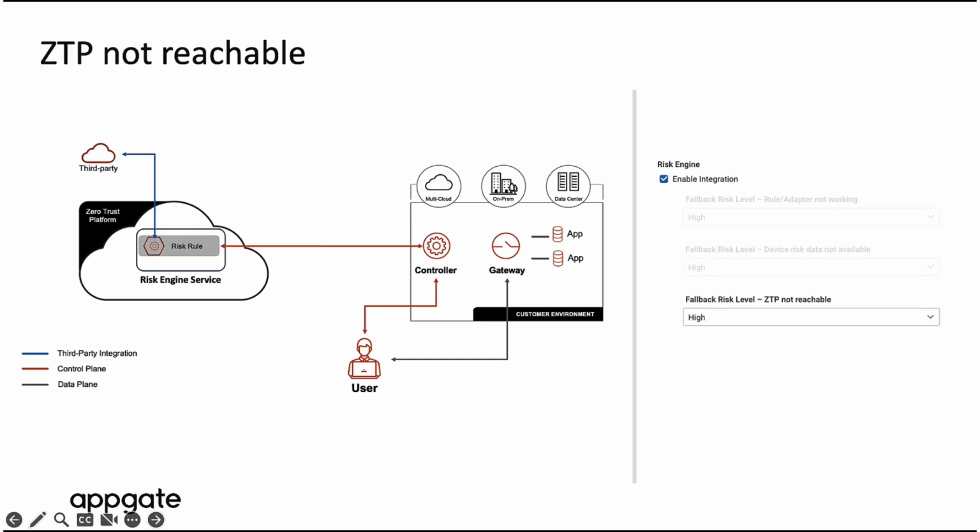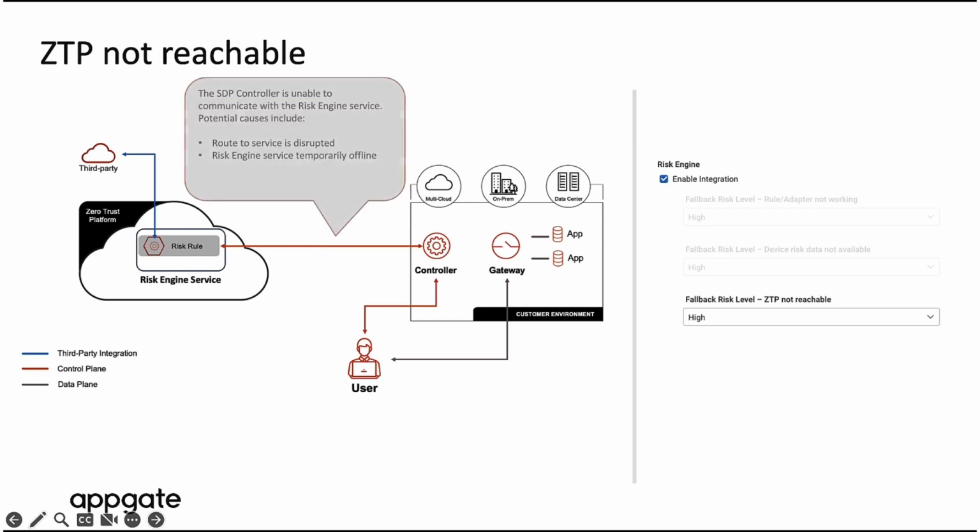All right, third and final scenario is simply that ZTP itself is not reachable by the controller. That looks more like here. The controller, there's some break between the controller and the risk engine service. Now, could be just simply that the route to the service is disrupted. So the collective that you're running inside your own environment is unable to communicate with the ZTP environment. Maybe a firewall rule got put in place and that blocked the controllers from making the call.